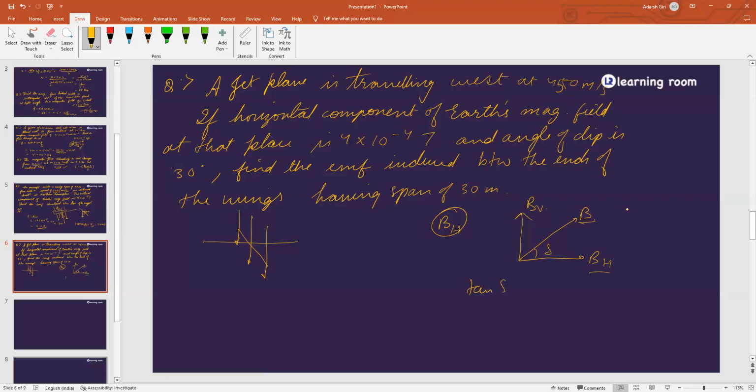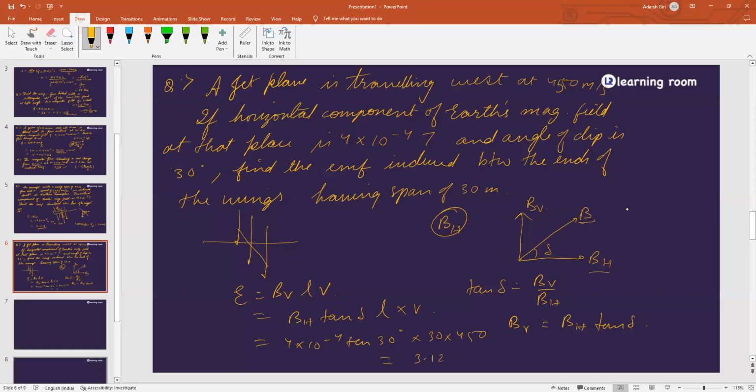So tan delta will be what? BV upon BH. We need BV. BV will be BH tan delta. EMF will be what? BV L V. BV is BH tan delta, into length, into velocity. BH is 4 into 10 to the power minus 4, tan of delta where the angle of dip is 30 degrees, length 30 meters, velocity 450. If you solve this, you'll be getting 3.12 volts.